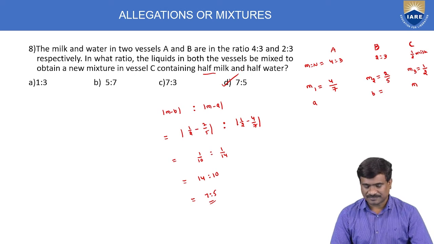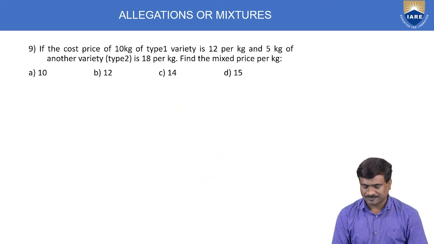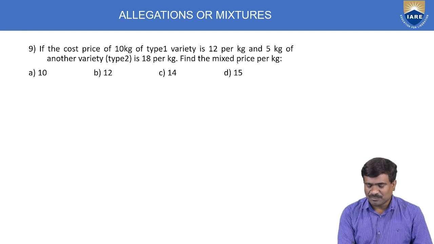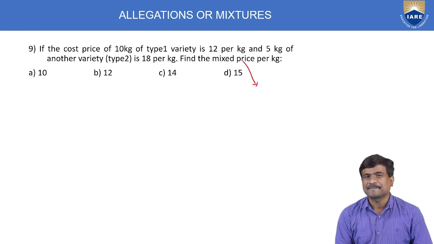Okay, right. Next, ninth example. If the cost price of 10 kg of one variety is rupees 12 per kg and 5 kg of another variety is rupees 18 per kg, find the mixed price per kg.